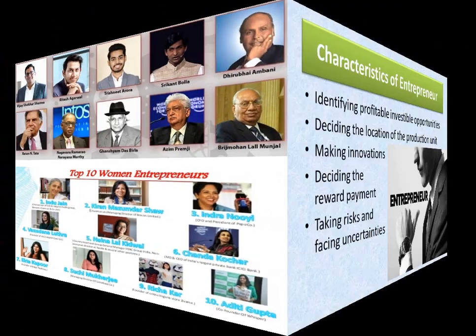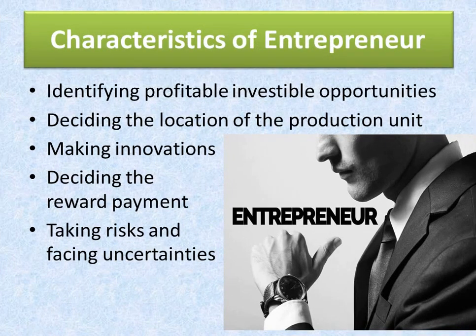Now we will see the characteristics of an entrepreneur. He has to identify profitable investable opportunities. He should be able to identify opportunities where he can invest in a profitable manner. So that is an important characteristic of an entrepreneur. Deciding the location of the production unit. He is the one who decides the location of the production unit where the land, capital and labor are the cheapest one, and where he can get the subsidy for his investment. It has to be identified, and it is the entrepreneur who identifies this, and he is the one who makes innovations, the new ideas or new things into practice.